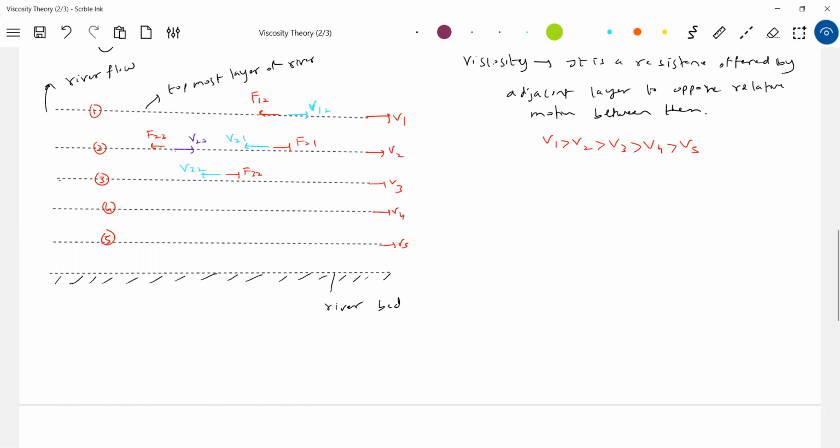Now you can see that the velocity of layer one is greater than layer two. So layer two will try to decrease the velocity of layer one. Layer two has less velocity than one, so the viscous drag will try to increase the velocity of layer two. The viscous drag acts to oppose relative motion between the layers. So the viscous force acts to oppose relative motion between the layers.